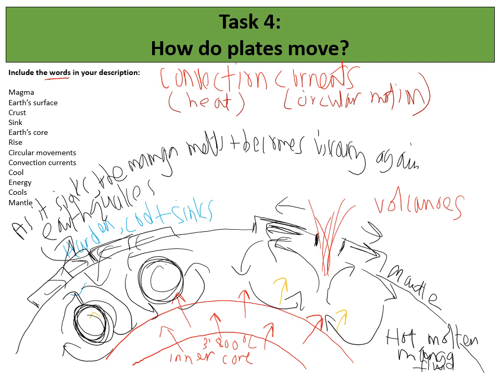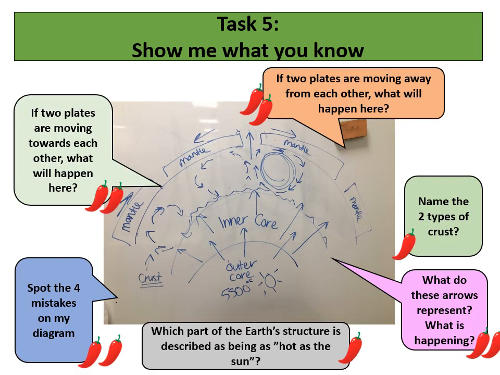So what you need to do from this task is to use this diagram to help you, and you also need to include all of these keywords on the side to make sure you know what happens during convection currents. Once you have done that, you then need to show me what you know. So here is a diagram that I've drawn, and there's lots of problems wrong with it. So you need to spot the 4 mistakes on my diagram. You might want to correct them, and then you need to answer these questions.